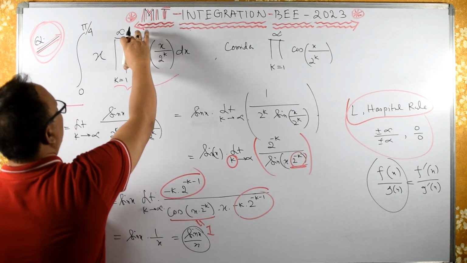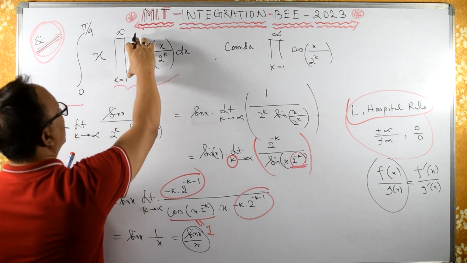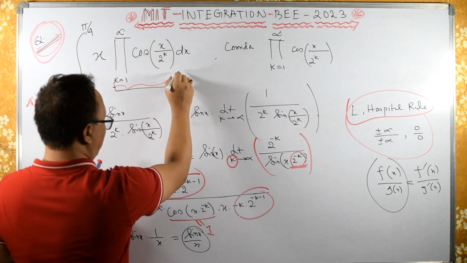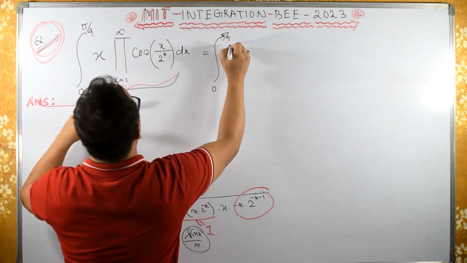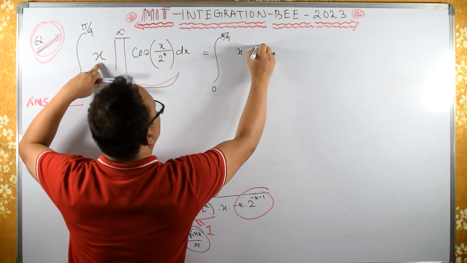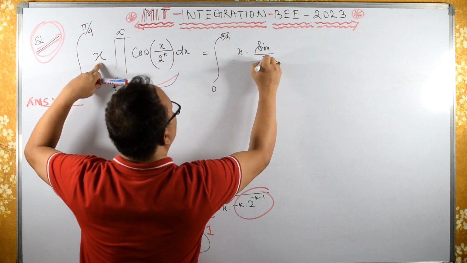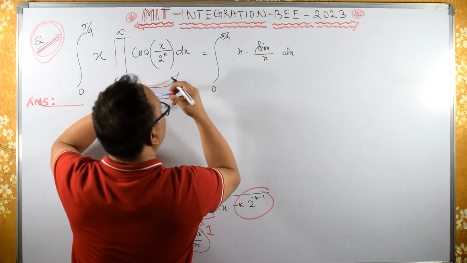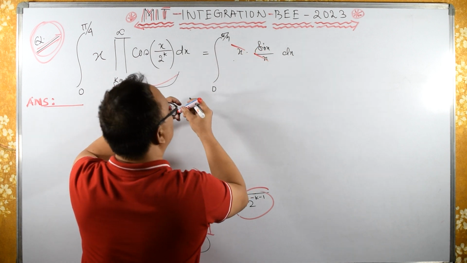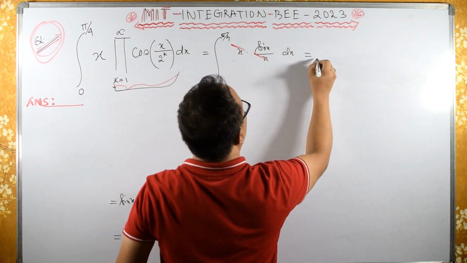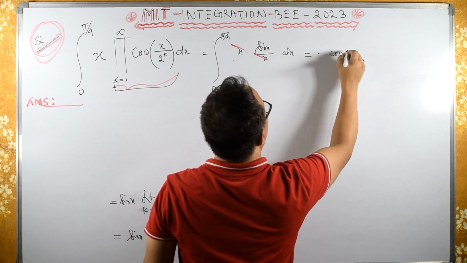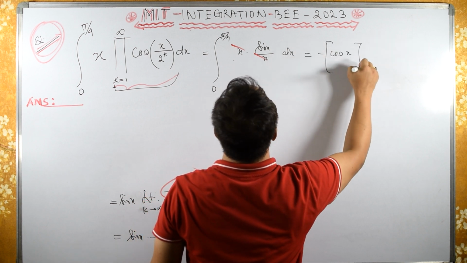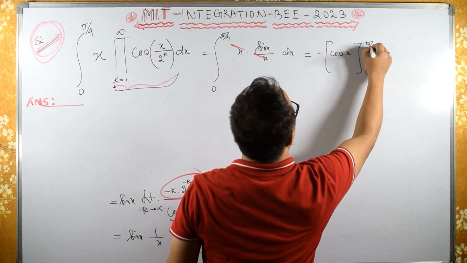Therefore, this whole part becomes sine x upon x. The integral from 0 to pi by 4 of x into sine of x upon x dx. So x gets cancelled. The integration of sine x is minus cos of x, with limits from 0 to pi by 4.